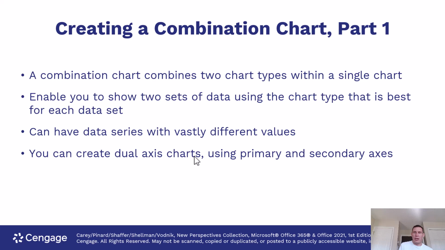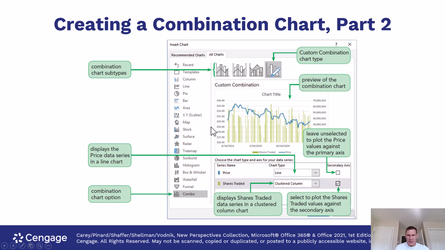Now, what if you want to create a combination chart? So a combination chart combines two chart types within a single chart. This enables you to show two sets of data using the chart type that's best for each data set. You can have data series with vastly different values, and you can create dual axis charts using primary and secondary axes. So as an example here, right, we've got our sort of bar chart, histogram here.